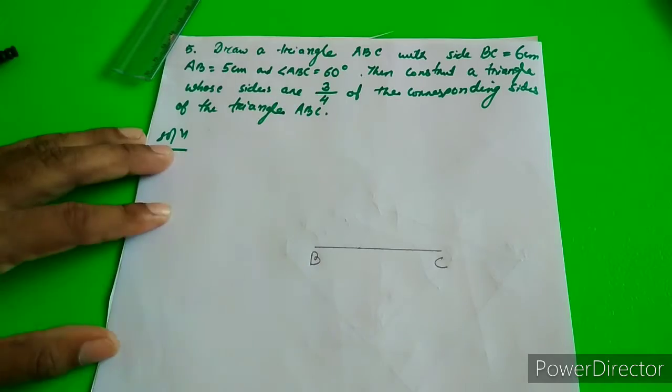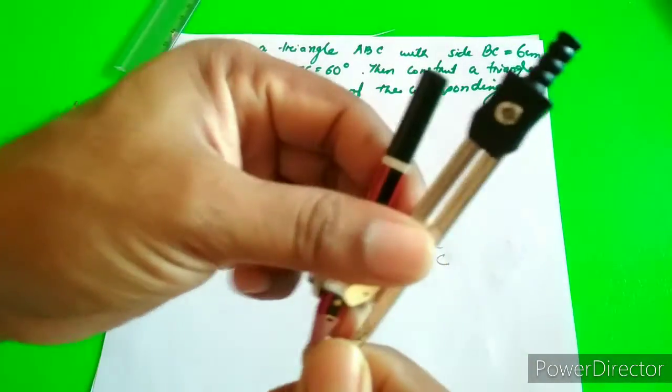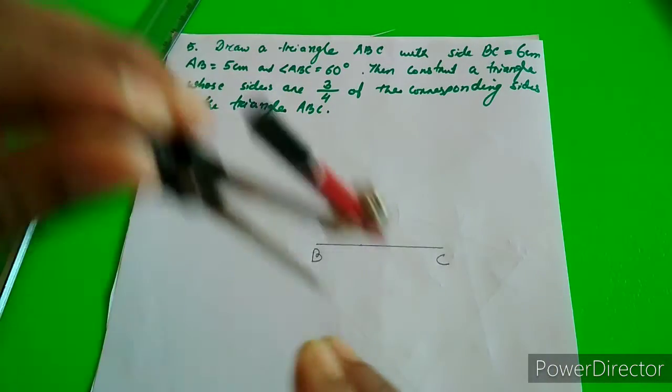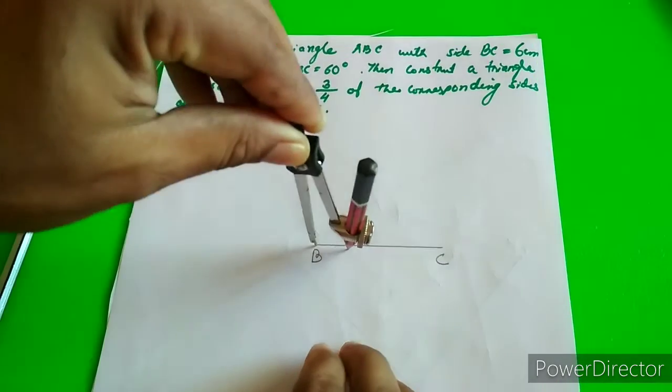That means angle B is 60 degrees. 60 degrees, we know how to draw 60 degrees using compass. Not using protractor, okay? We will use compass. 60 degree. Very easy.